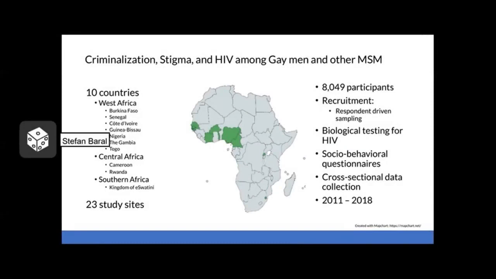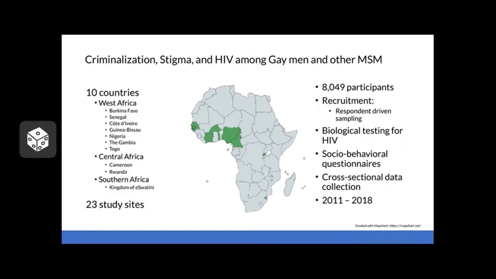So I'm going to start by talking about criminalization, stigma, and HIV among gay men and other men who have sex with men across sub-Saharan Africa. And I'll note these are analyses representing over 8,000 participants recruited across West Africa, including Burkina Faso, Senegal, Cote d'Ivoire, Guinea-Bissau, Nigeria, the Gambia and Togo, Central Africa, Cameroon, Rwanda, and Southern Africa in terms of Eswatini, formerly called Swaziland. There were 23 different study sites.